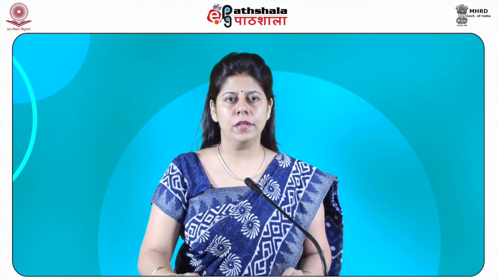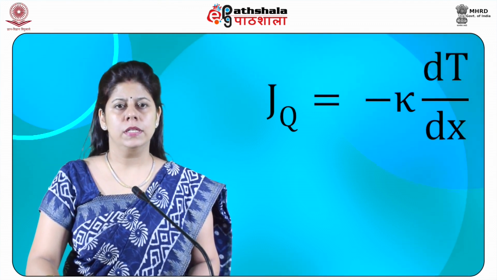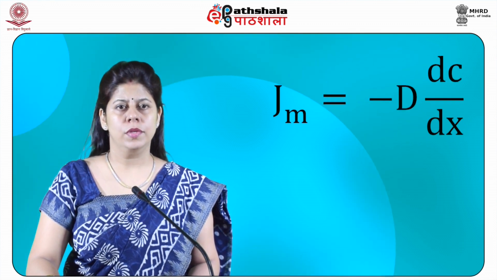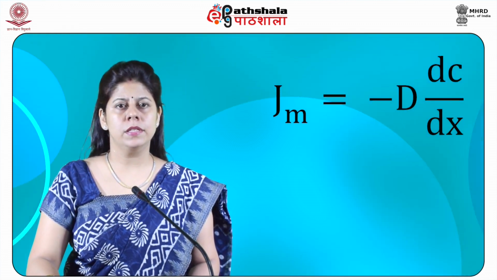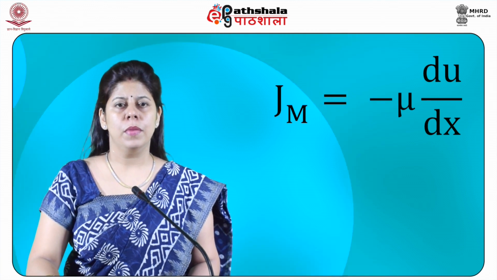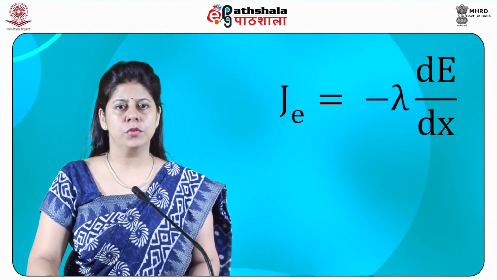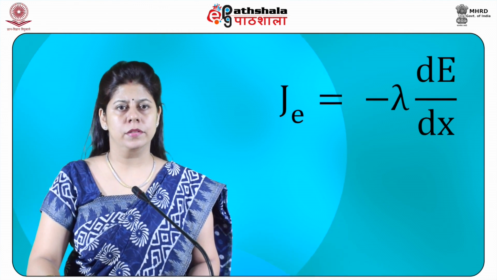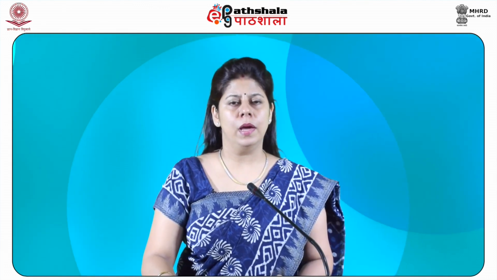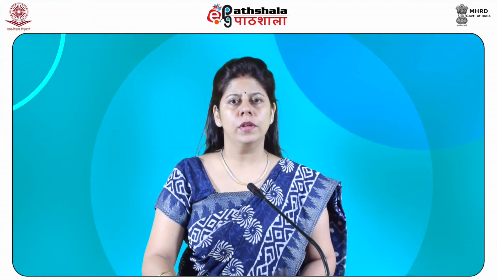The transport process can be described by various laws such as Fourier's law, which states that Jq equals minus kappa dT by dx, Fick's law, which is Jm equals minus D dc by dx, Newton's law, Jm equals minus mu du by dx, and Ohm's law, Je equals minus lambda dE by dx, where kappa, D, mu, lambda are the corresponding transport coefficients which depend upon the material properties of the system, and the Ji's are the corresponding fluxes.